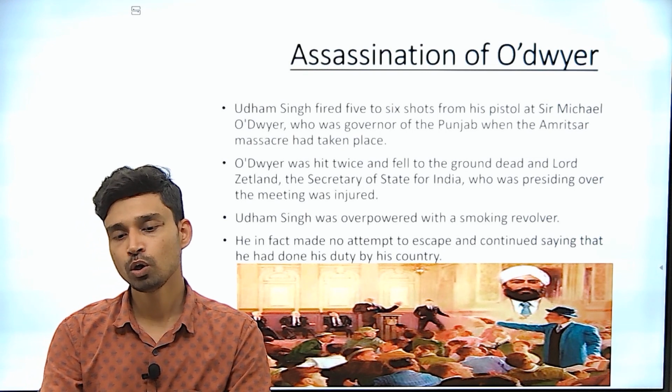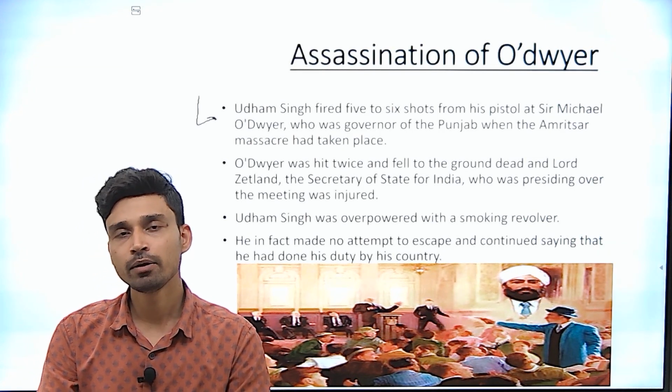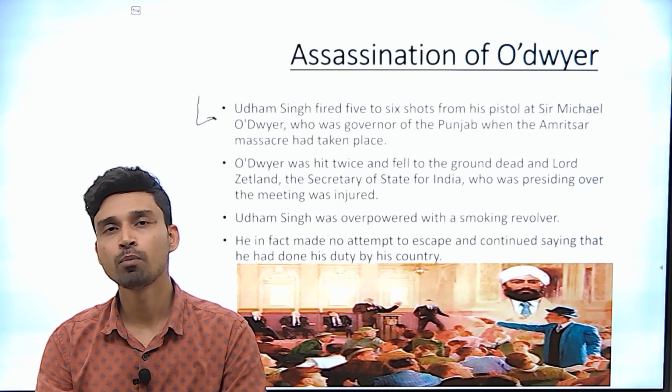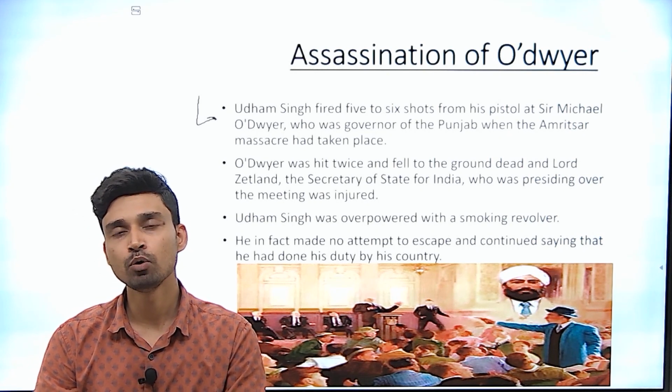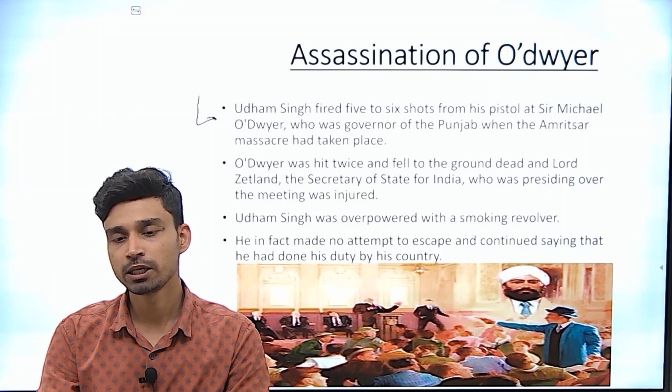Anyway, when he learned that Michael O'Dwyer was going to speak at this meeting, he went to a bar where he bought a pistol. Then he put the pistol in a book where the pages were carved in the shape of a pistol, and sneaked it into this assembly.